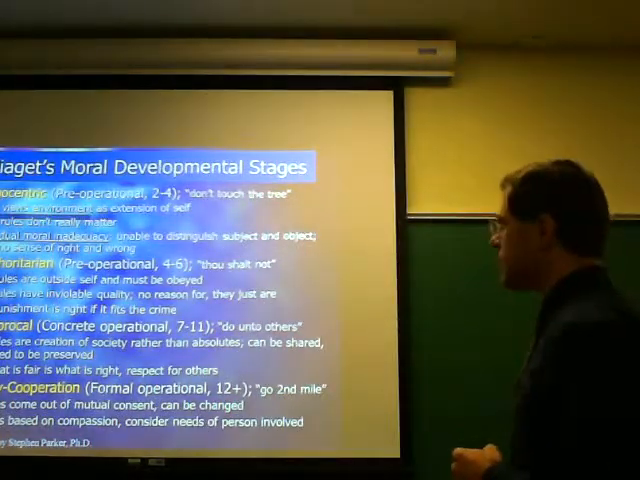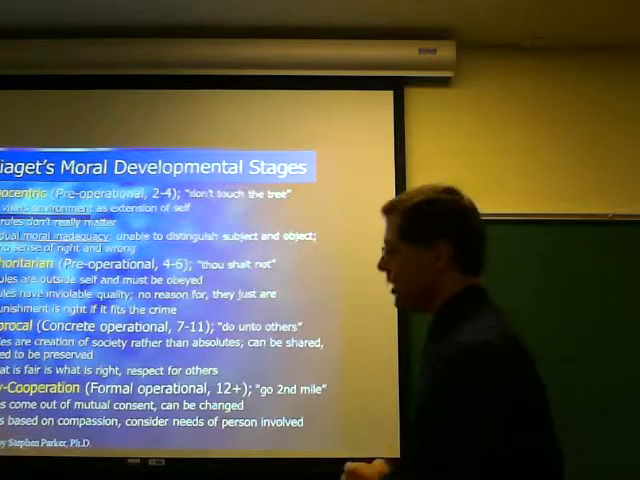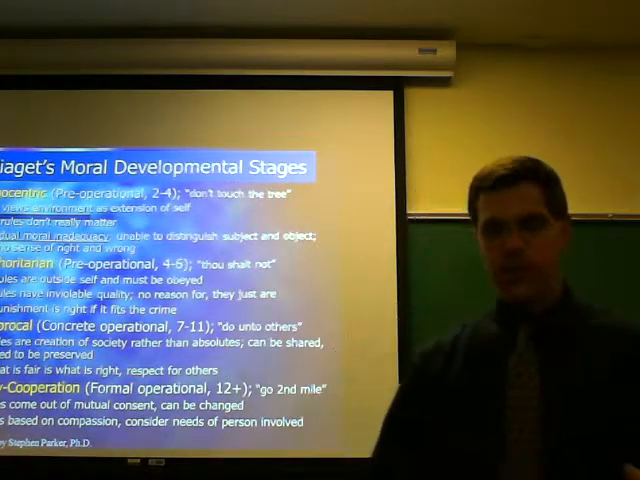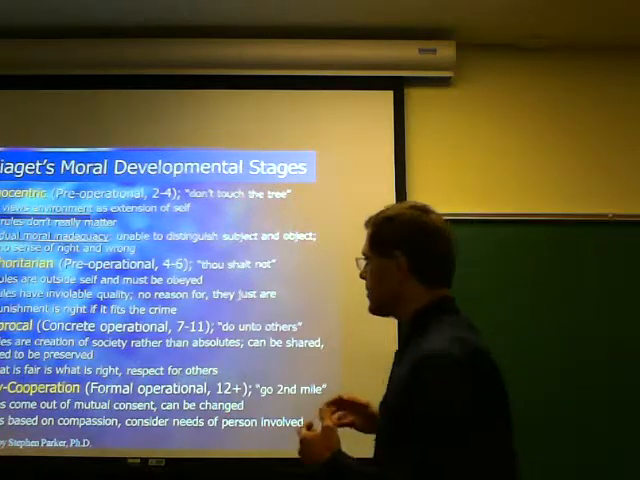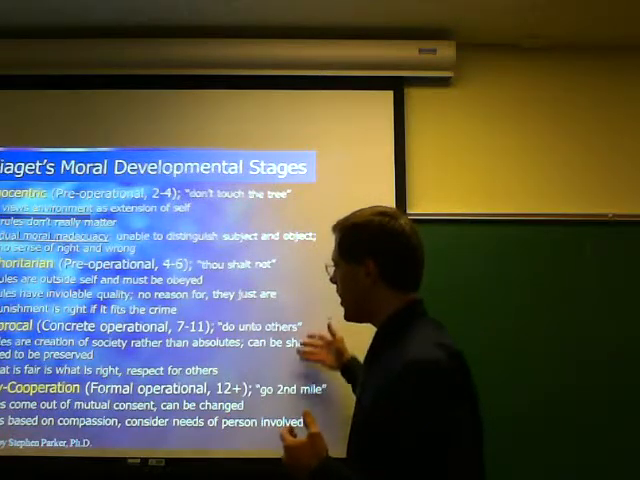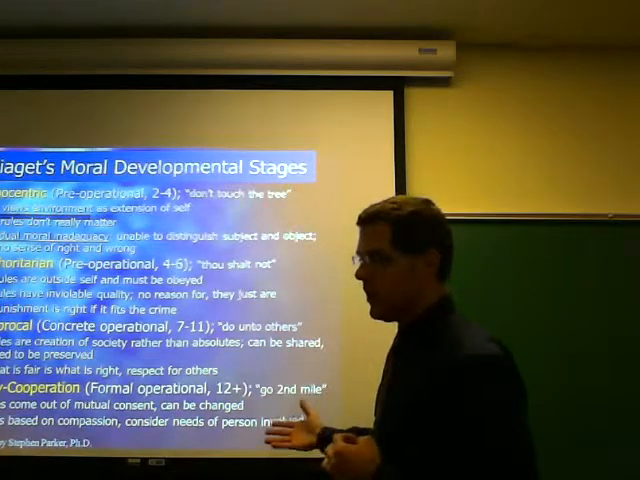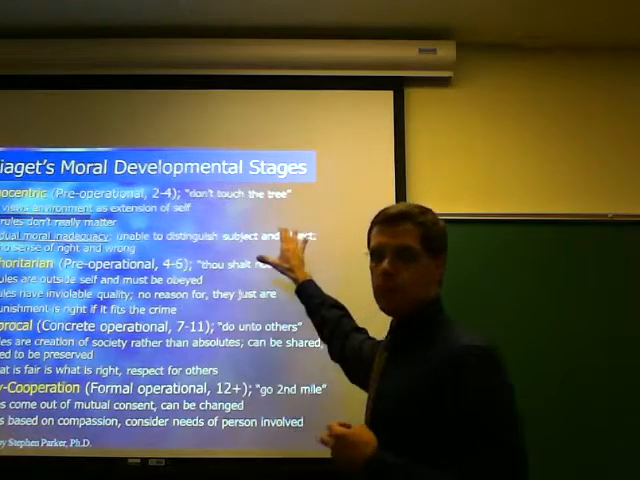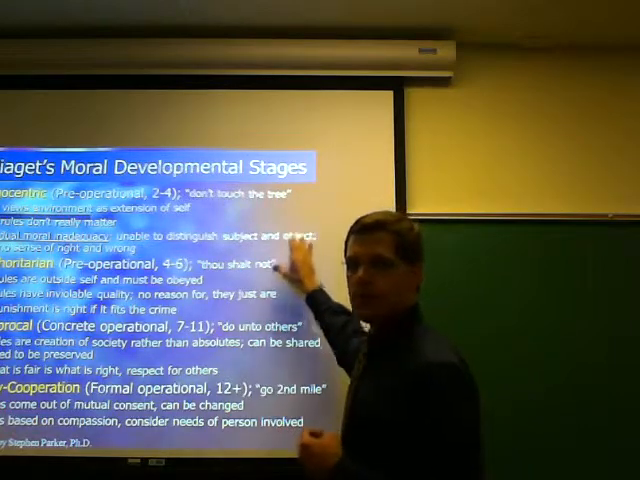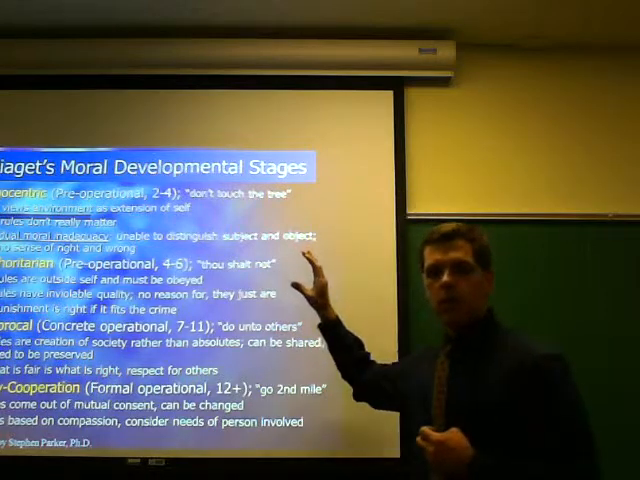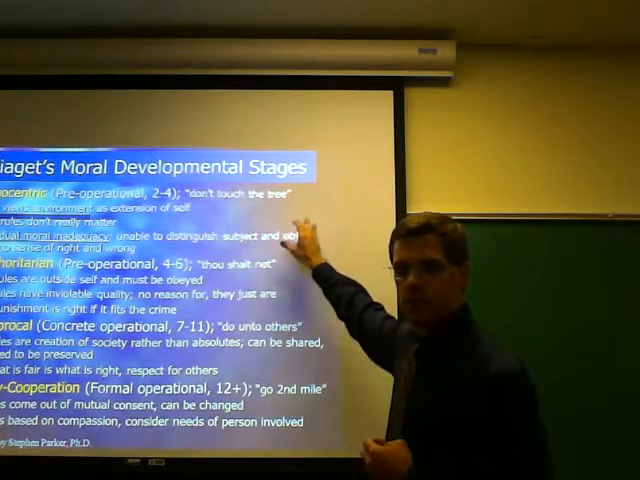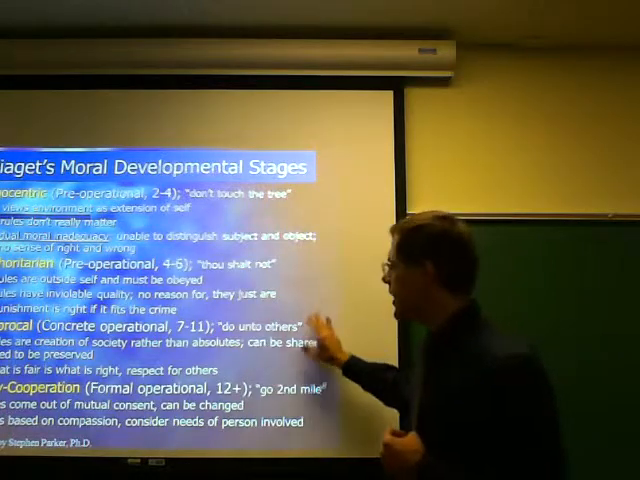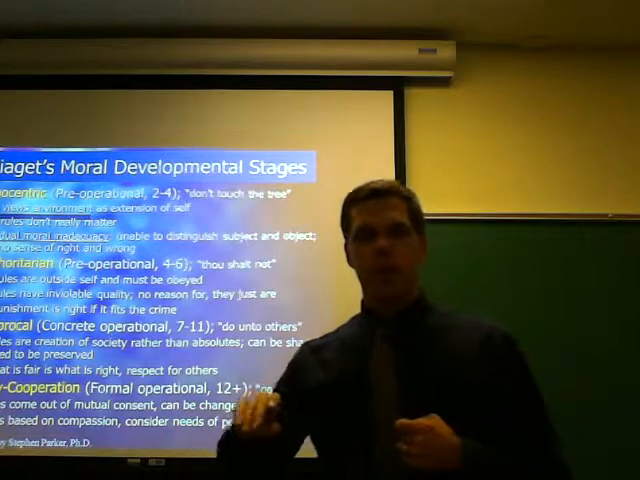So let's talk briefly here about Piaget's moral developmental stages. Now, I don't want you to get confused, because he uses similar terms as pre-operational, concrete operational, and formal operational. But instead of sensorimotor, there's a pre-operational. There are two pre-operationals. So you've got the pre-operational 2 to 4, you've got the pre-operational 4 to 6, then you've got concrete and formal operations.